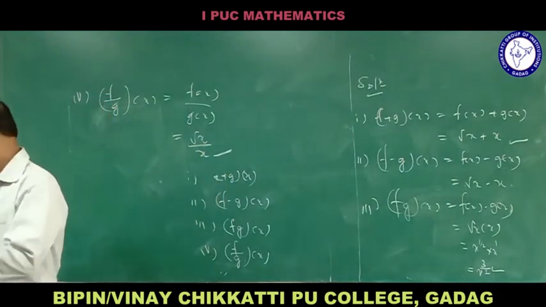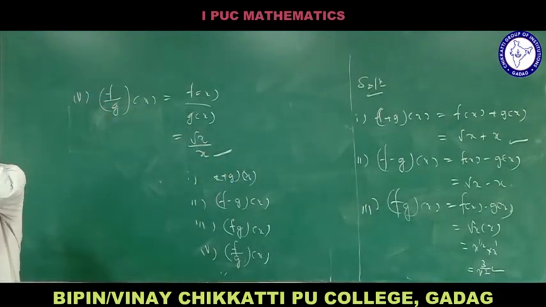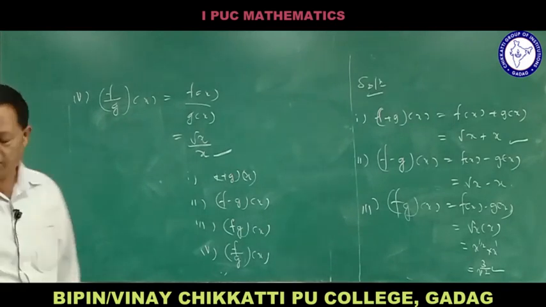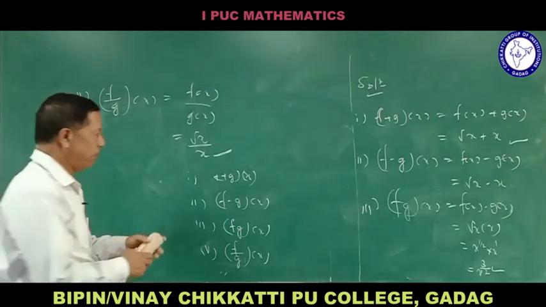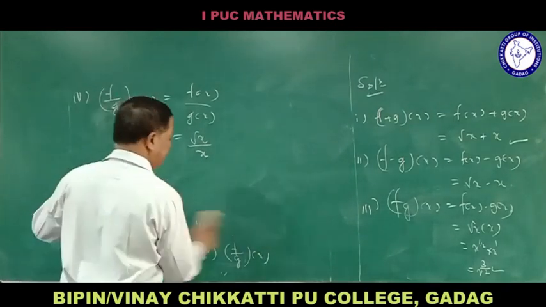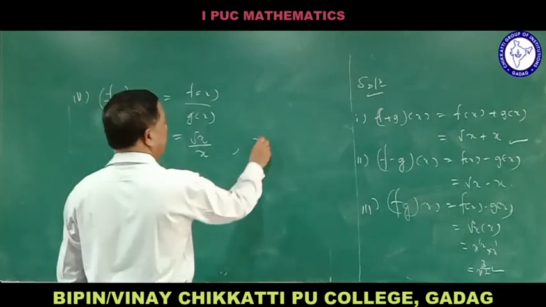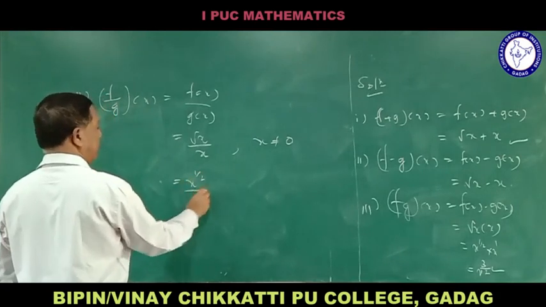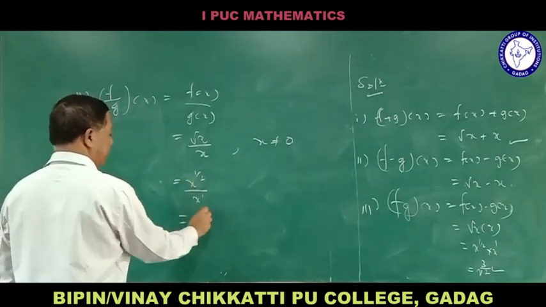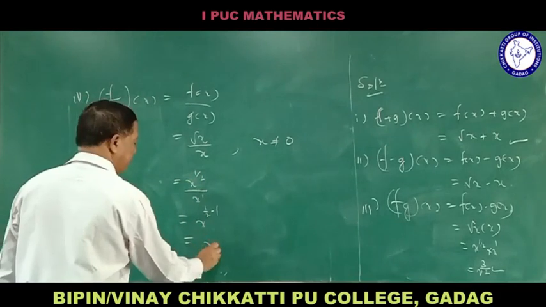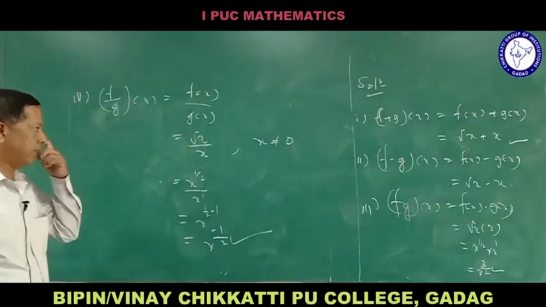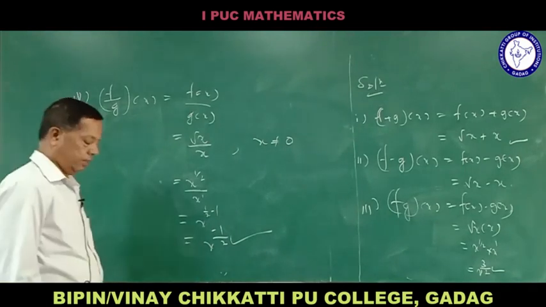F of x is root x, g of x is x. So here you can understand that you will see the result. The simplified form may be written, but here try to understand that denominators can never be 0. Or you can see x raised to 1 upon 2 into x raised to 1, x raised to 1 upon 2 minus 1, x raised to 2 minus 1 upon 2. This is also a part that can be simplified.